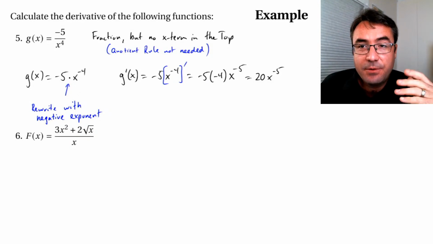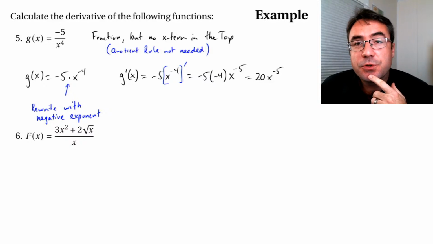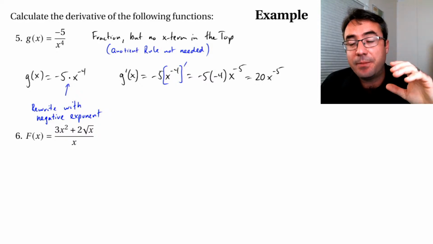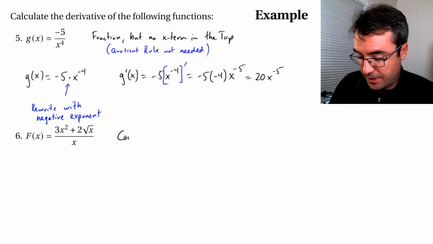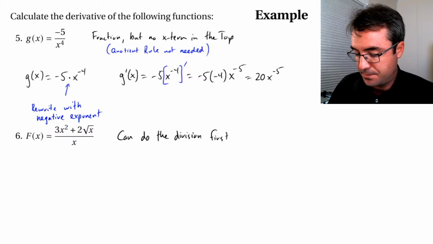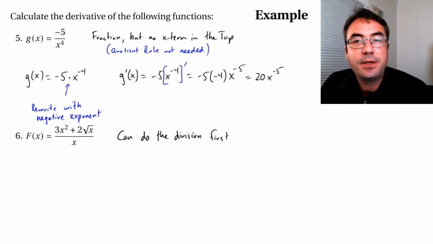All right, so let's see what happens in that second one. The 3x squared plus 2 square root x divided by x. And there we do have a fraction. We do see x terms on the top and the bottom. Sometimes we get lucky, like we're going to see in this one, and we can actually do the division first. This doesn't happen too often, but when it does, might as well make use of it so you don't have to do the quotient rule.